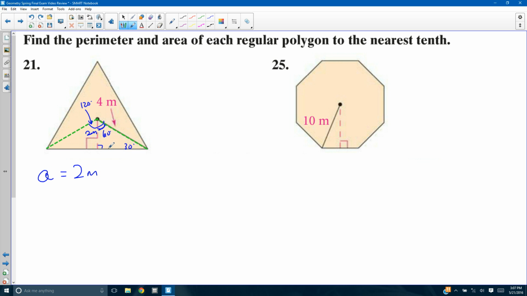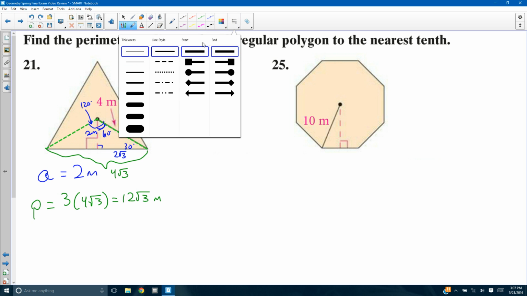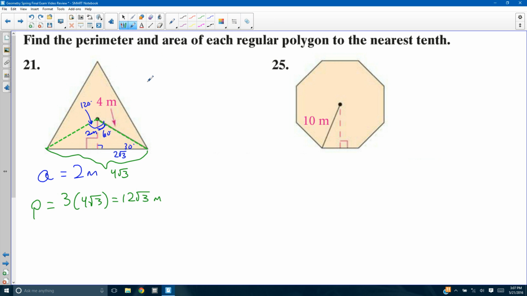Okay. This side, this unknown right here, is root 3 times larger than this 2. So this here is 2 root 3, which means the entire triangle bottom is double that, which is 4 root 3. So the perimeter is 3 times that amount, which is 12 root 3 meters. So now I have my apothem, I have my perimeter, and I can find the area of this entire triangle in one calculation by doing 1/2 AP. I'm going to go ahead and do that.